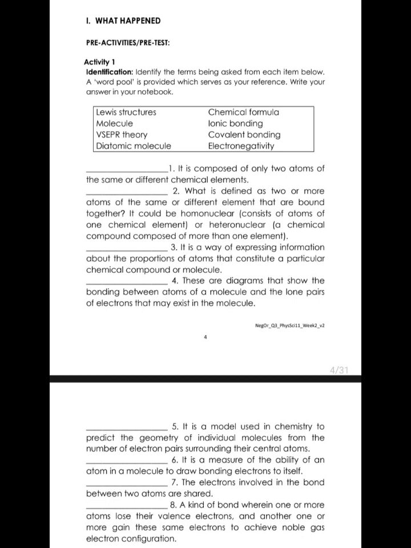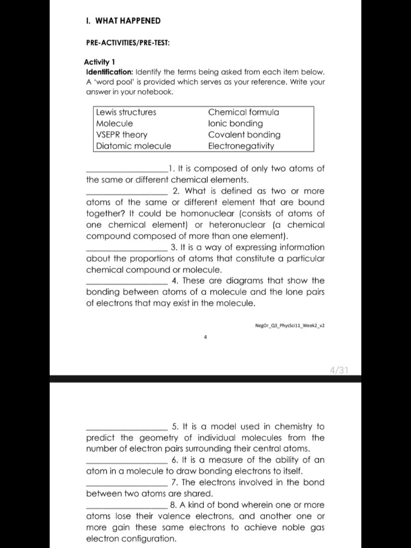Number 2. What is defined as two or more atoms of the same or different element that are bound together? It could be homonuclear, consisting of atoms of one chemical element, or heteronuclear, a chemical compound composed of more than one element. The answer is molecule. Number 3. It is a way of expressing information about the proportion of atoms that constitute a particular chemical compound or molecule. The answer is molecule.